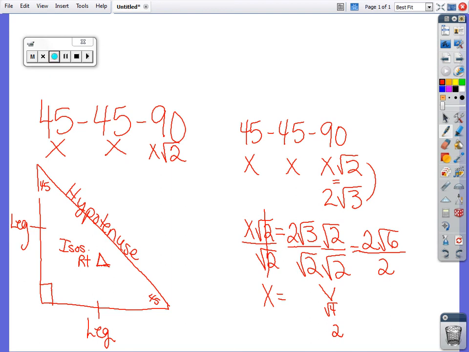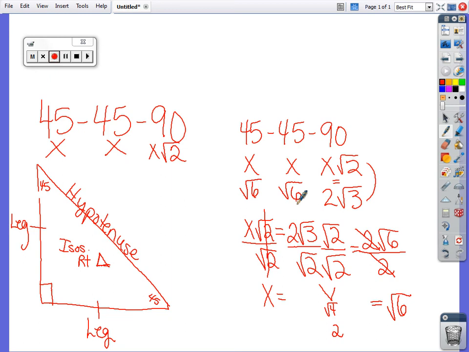Now I have to simplify my problem because it's not quite finished. Both of those 2 live on the outside of square roots, so I can simplify those and reduce those to 1 over 1. So when I do that, my final answer for my legs are the square root of 6. Each one of these is the square root of 6. And there you have an example of every problem you could have on a 45, 45, 90 problem.